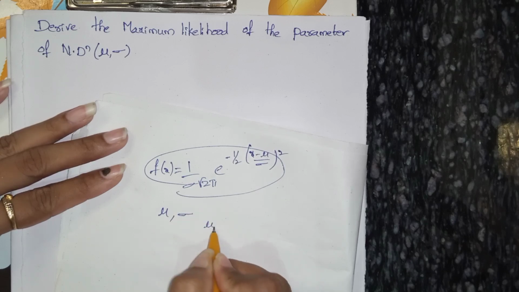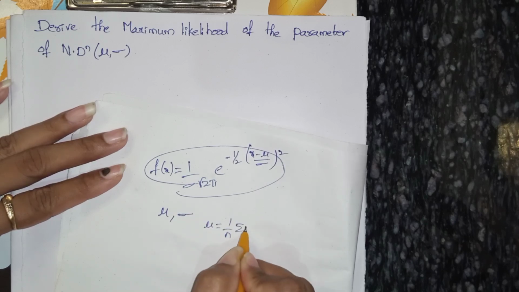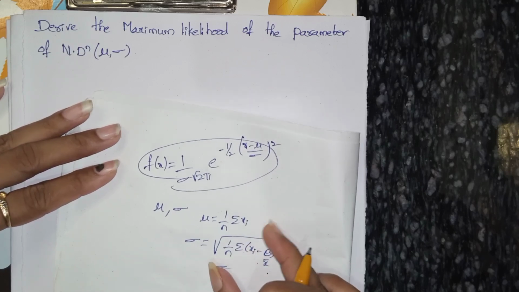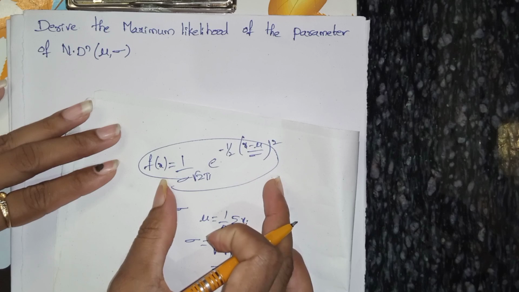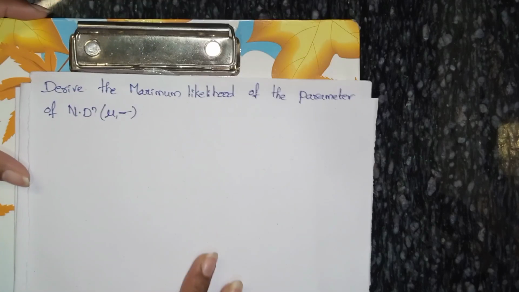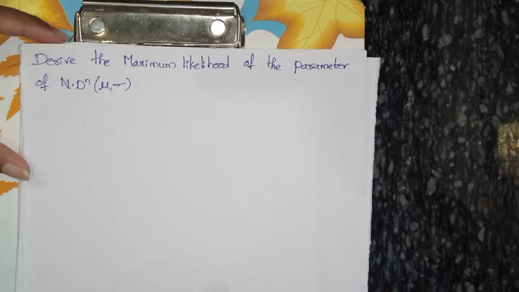So what is the mu value? We have to prove it is 1 by n summation xi, and the sigma value is square root of 1 by n summation (xi minus mu) whole square. In place of mu we can also keep x bar. This we are going to prove by using the normal distribution formula. Now let's see how to prove this one. So, proof.